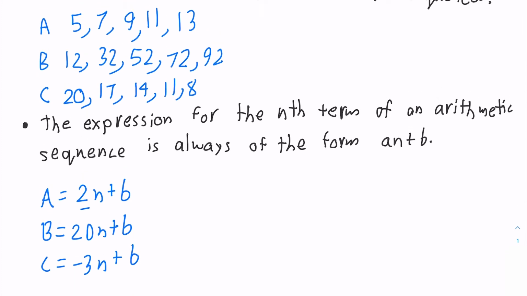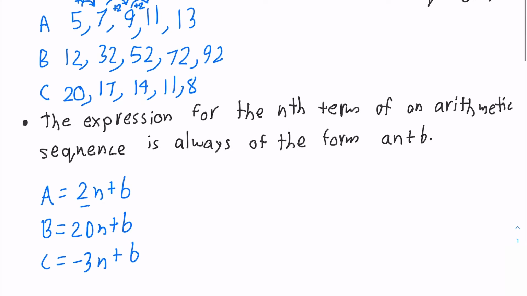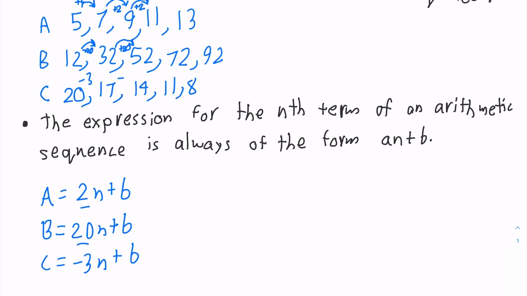because here 5 to 7, we need to add 2. 7 to 9, we need to add 2. 9 to 11, we need to add 2. So a is 2. Here in b, from 12 to 32, we need to add 20. From 32 to 52, we need to add 20. So a is 20 in sequence b. In c, we need to minus 3 to get 17, and we need to minus 3 to get 14, and so on. So it's negative 3n.